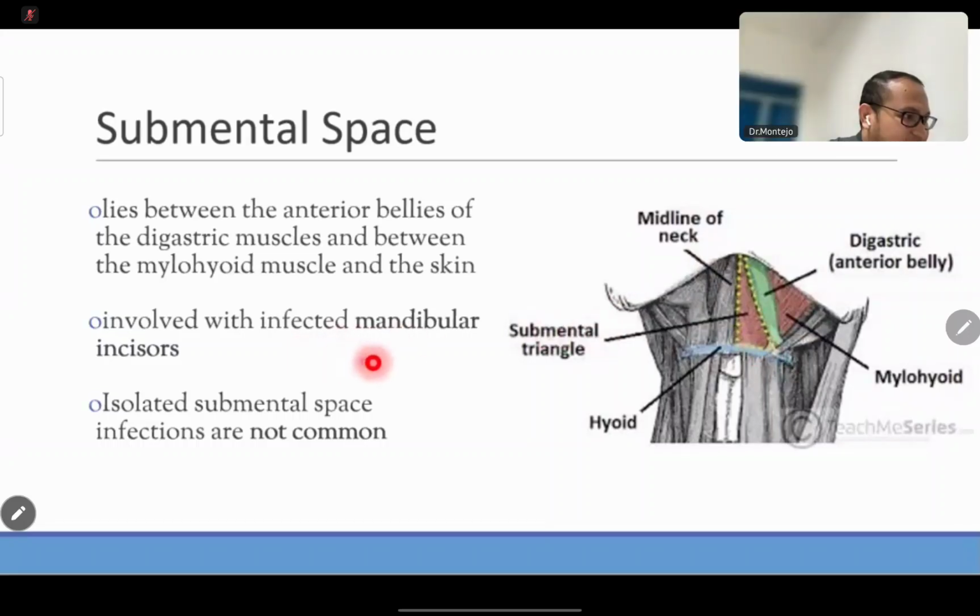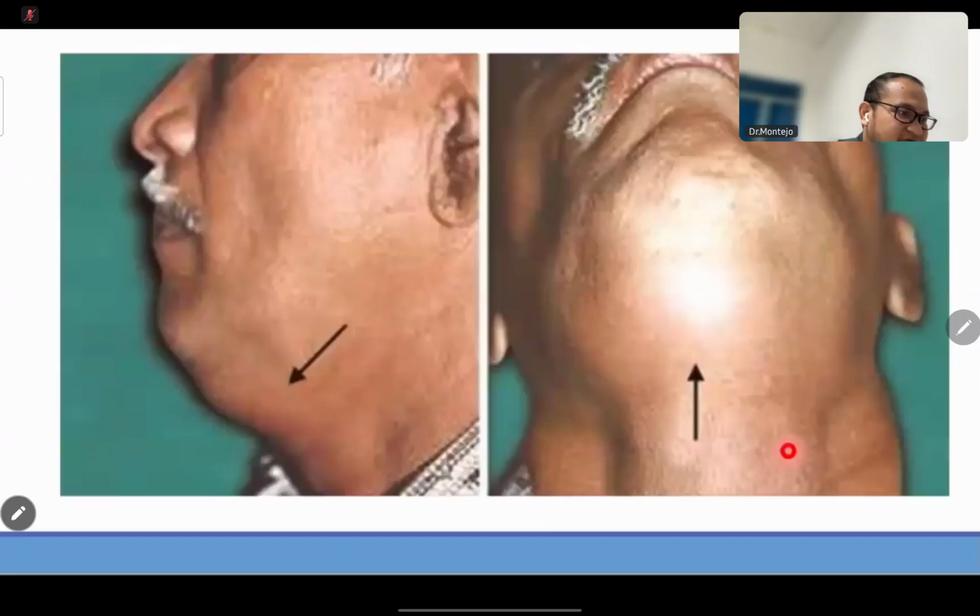So for the submental space, it is in between the anterior belly of the digastric, so both your left and your right. Common teeth involved would be infected mandibular incisors. So an isolated submental space infection is uncommon. Usually it is affected if the submandibular and also your sublingual spaces are involved. So an example would be this swelling.